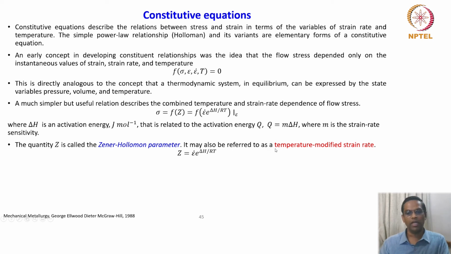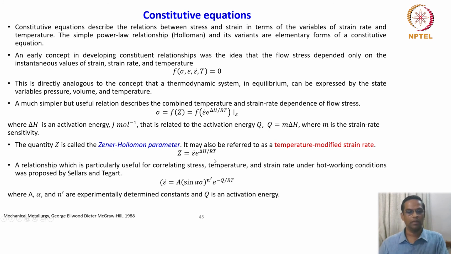It may also be referred to as temperature modified strain rate. Z is equal to epsilon dot times e to the power delta H by RT. See, this Zener-Holomon parameter is also a very important parameter which describes the high temperature deformation, or the temperature influence on flow properties of materials. Okay, these are all very key constitutive equations. That's why I just want to bring them in. So the Holomon equation is described by this.